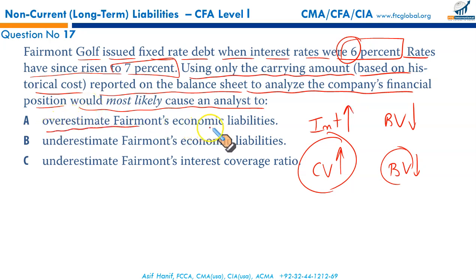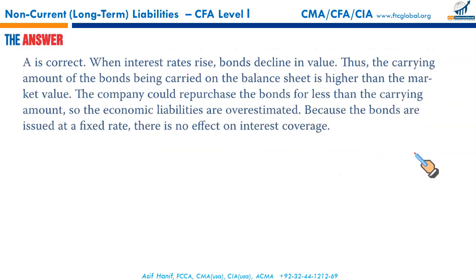What has happened? Our economic liabilities are overstated. The value of the bond has fallen, but we are carrying the carrying value of our liability, the book value, at a higher amount. So we have basically overestimated our economic liability because of the difference between the carrying value and the market value, which is now lowered because of the higher interest rate. That makes A the correct option.